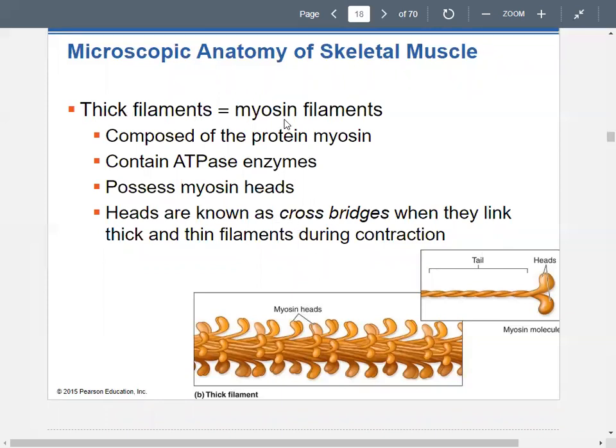Thick filaments, again, are myosin protein. It has enzymes in it. Remember enzymes? There's a class of protein, right? And this one has ATPase enzymes, which means they break down ATP. And they have what we call myosin heads. These look kind of like little golf clubs, right? We call these heads cross bridges when they link up with the thin filament.